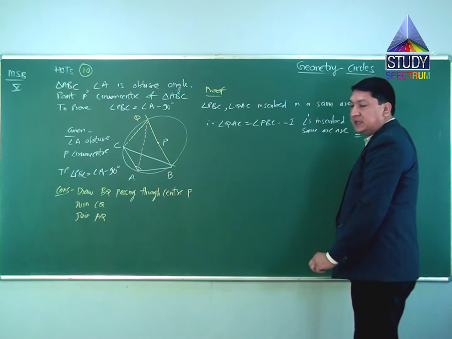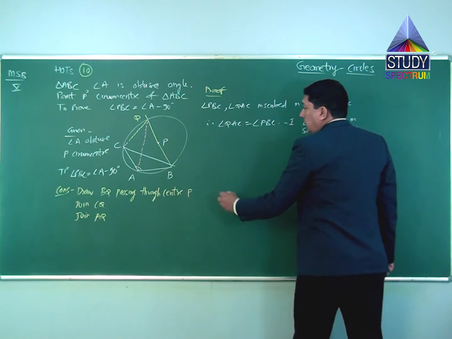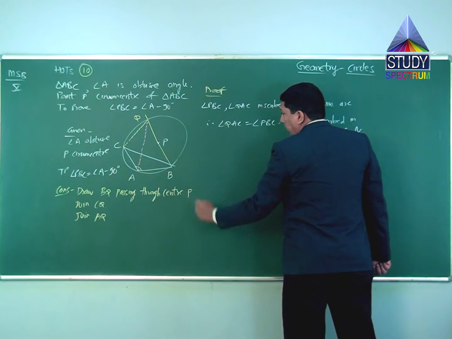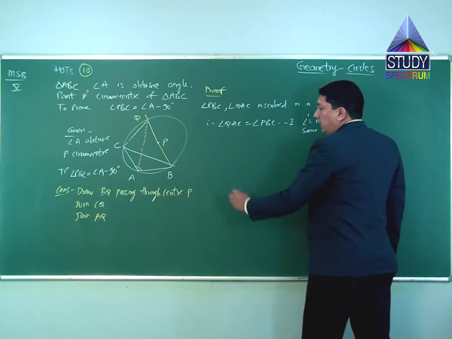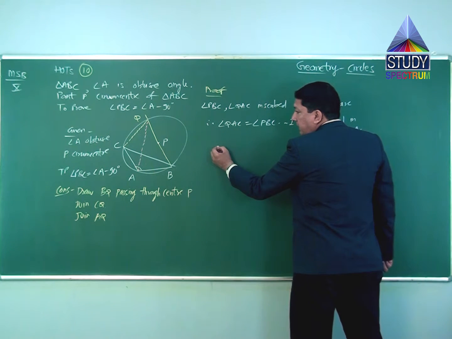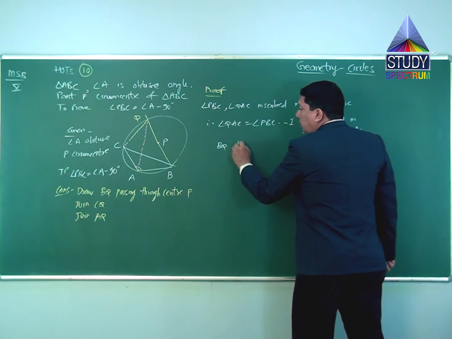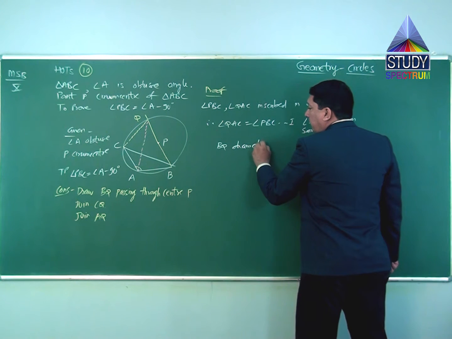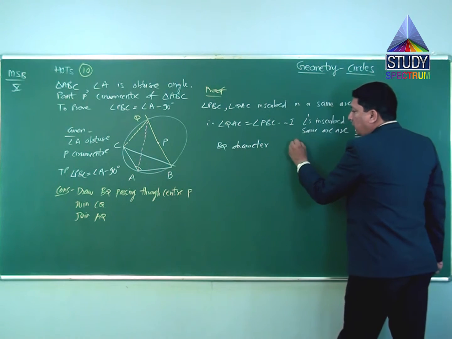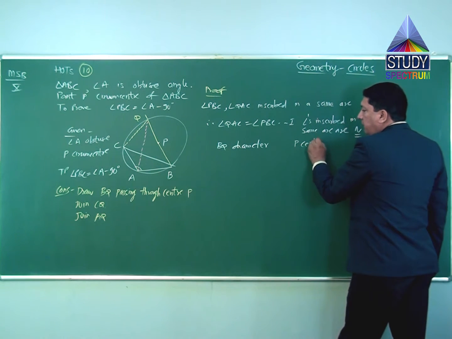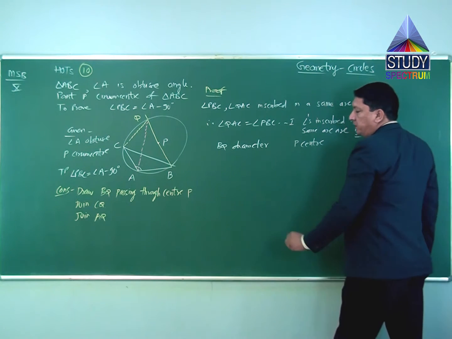Angles inscribed in a same arc are congruent. Now, look at angle A. Angle A is a part of two angles, that is angle BAQ and angle QAC. But before that, we'll write BQ diameter. Why BQ is a diameter? Because P is the center and BQ is passing through center P.